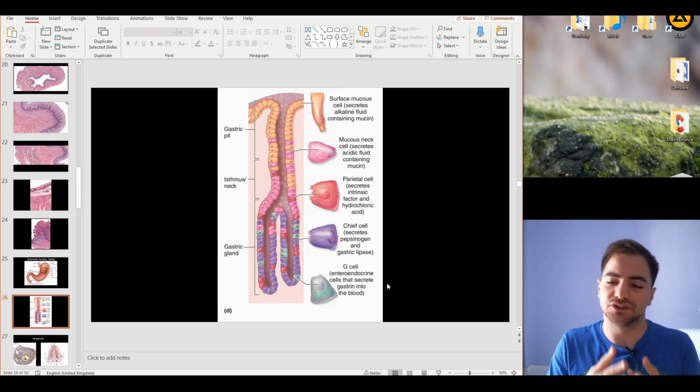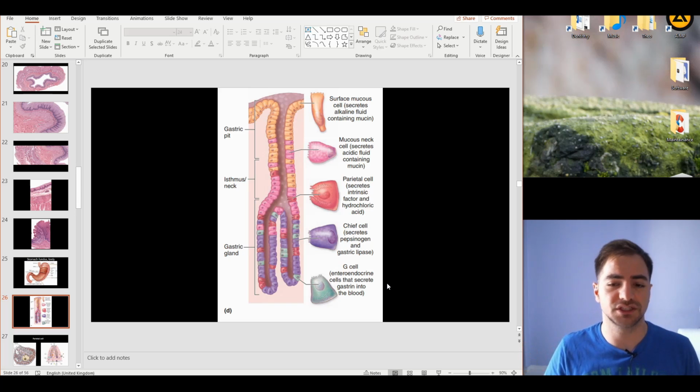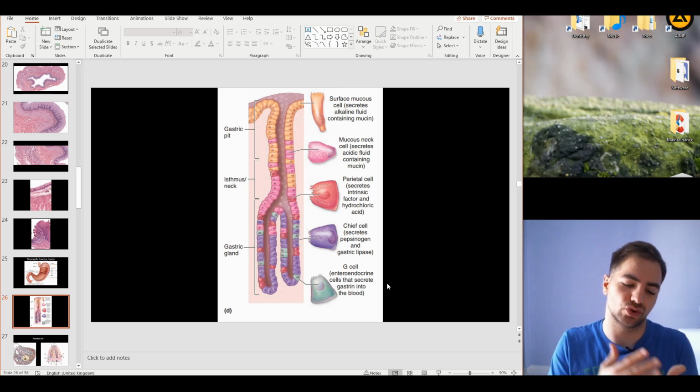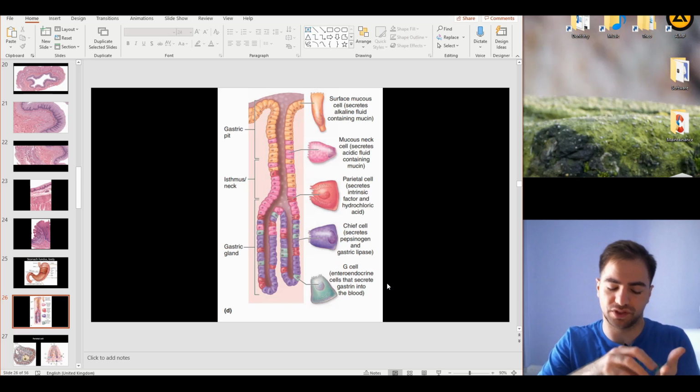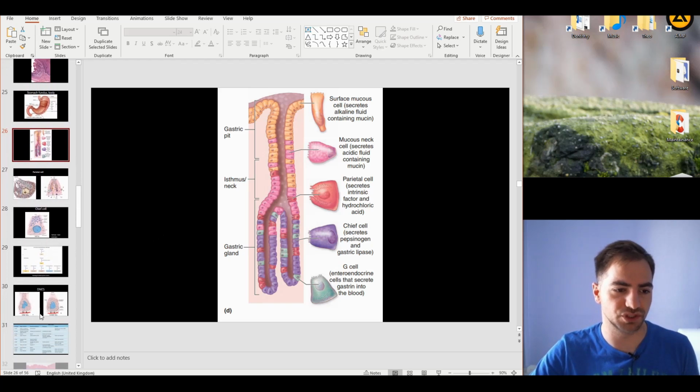Now, the G cell is the very first example of a very big family of cells. Specifically, this family is called the diffuse neuroendocrine system, DNES. The DNES is a very wide range of cells that produce hormones that allow control of specific locations of the GIT. Let's check out just a few examples of the DNES.